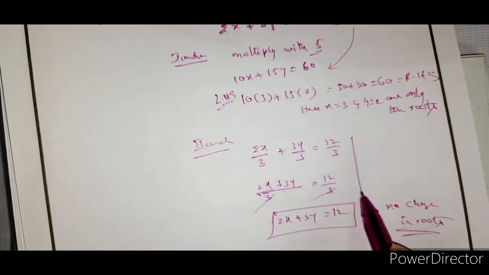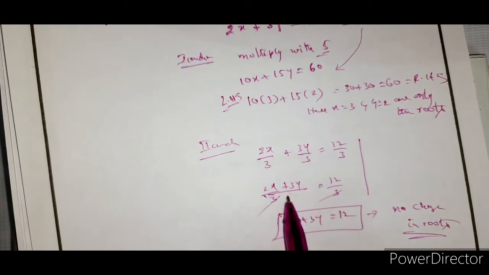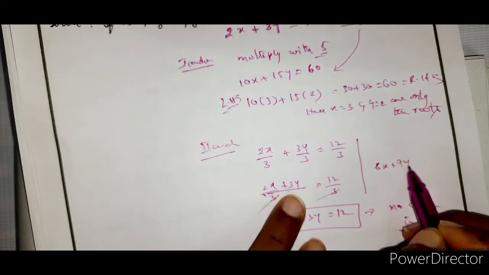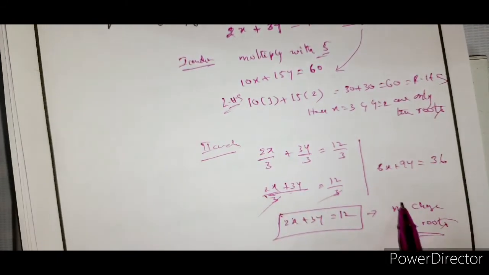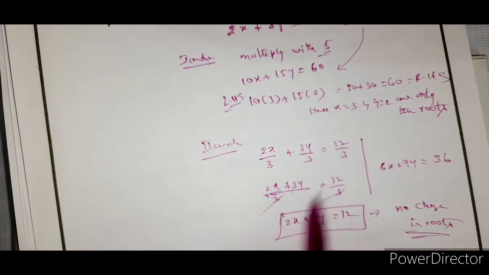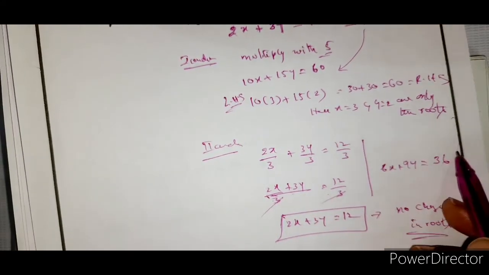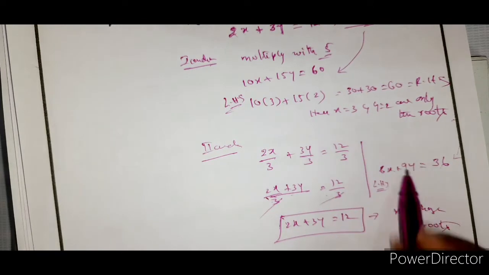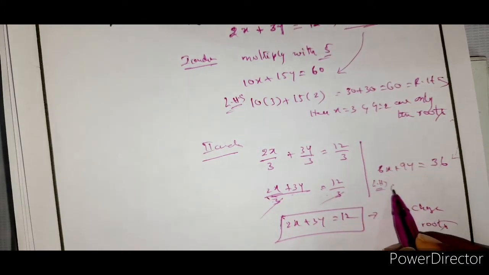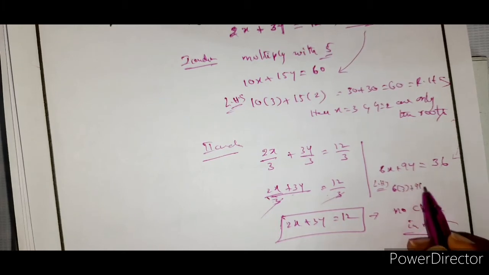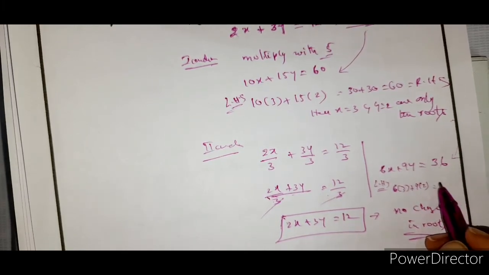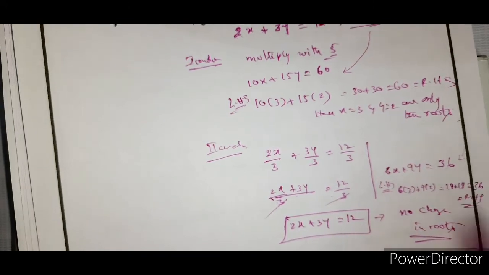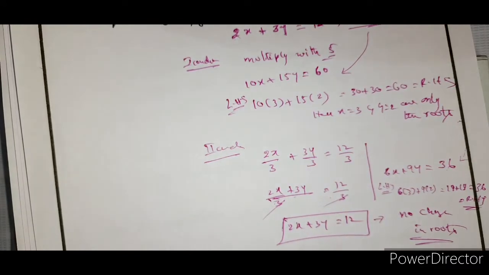Or rather, you can simply say that 3 12s are 36, so 3 2s are 6x plus 9y is equal to 36. Now substitute these roots. LHS is 6 into 2 plus 9 into 3, so 6 2s are 12, plus 9 3s are 27. Sorry, 6 3s are 18, plus 9 2s are 18, is equal to 36, which is the RHS. So no change. This is how you have to take the example and do it.